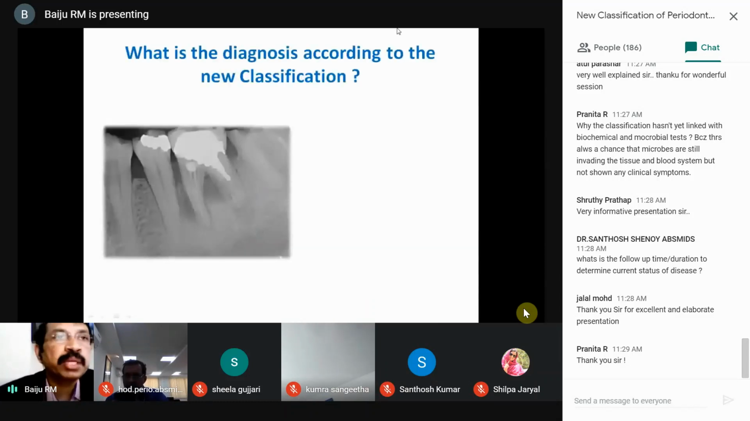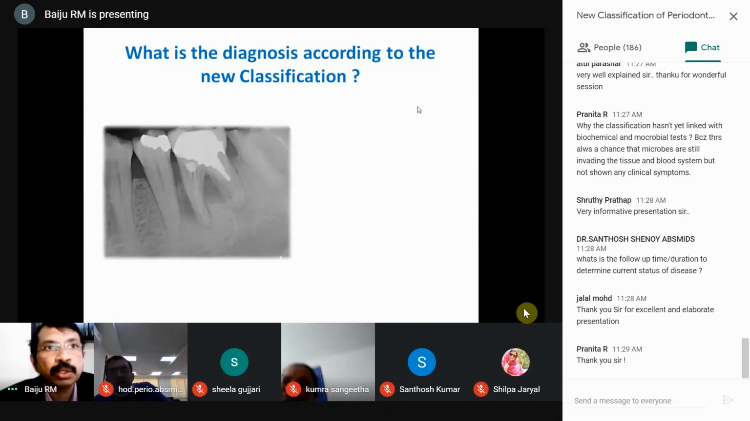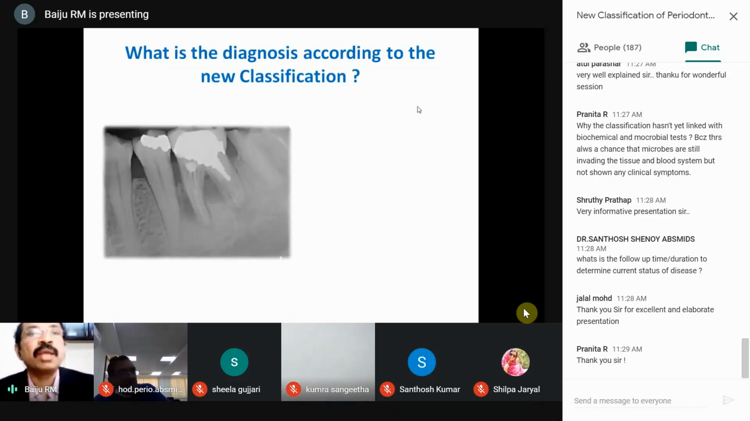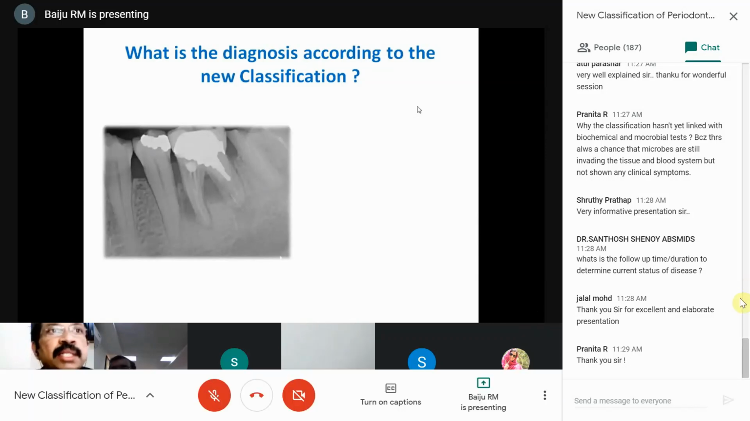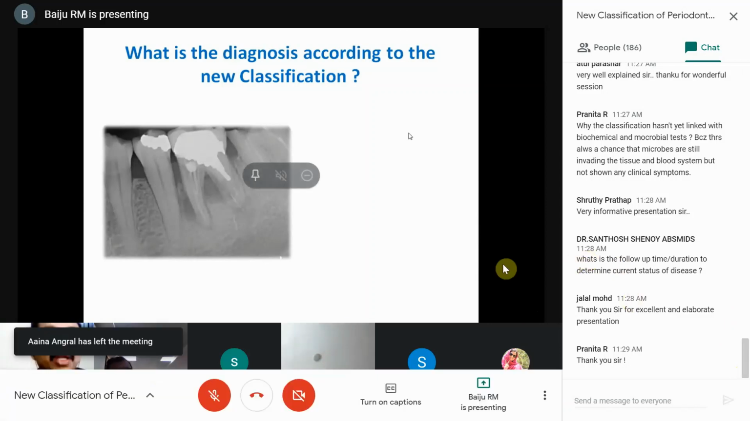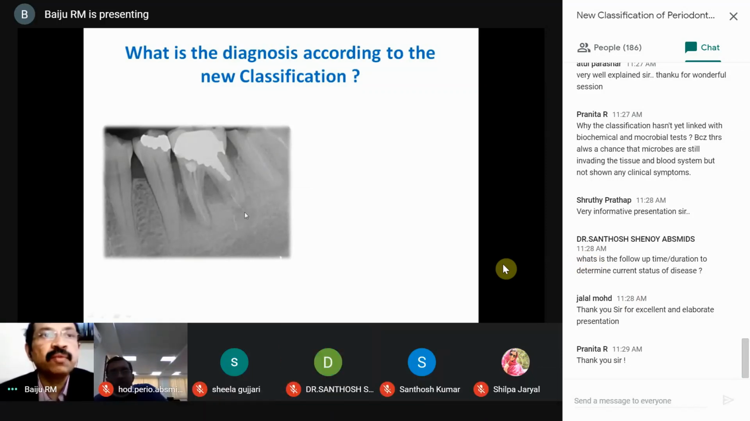So the important aspect is that when you identify the worst site, you have to exclude non-periodontal reasons for attachment loss. That is the first thing. So if the worst site is having an endoperiodontal lesion, or if the worst site is associated with an impacted third molar, you reckon that is a reason for the attachment loss, then you should not consider that site and select some other site which is the worst site for the diagnosis of periodontitis.